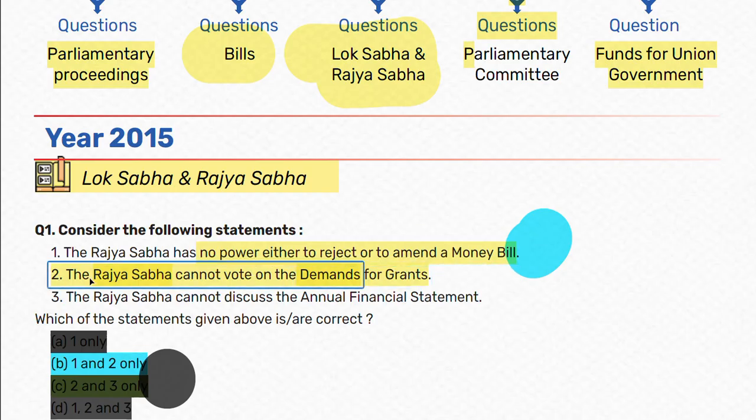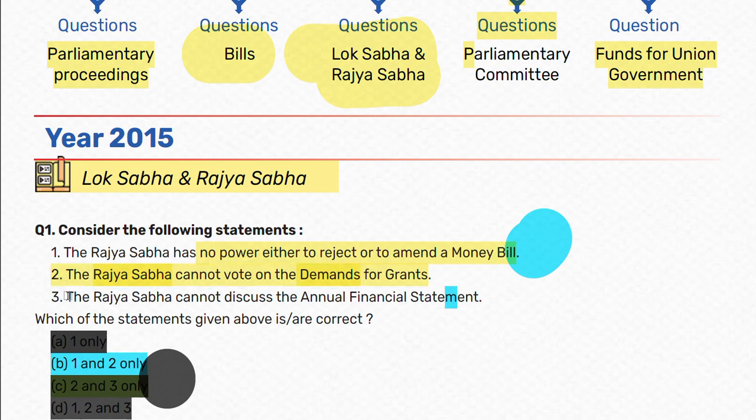Now let us see statement number two. The Rajya Sabha cannot vote on the demands for grants. This is also true. Why? Because Rajya Sabha is not the house which represents the people. Rajya Sabha is the house which represents the states. That is why they cannot vote on demands for grants. This power is with the Lok Sabha, because the Lok Sabha is the house of the people. So this statement is also true.